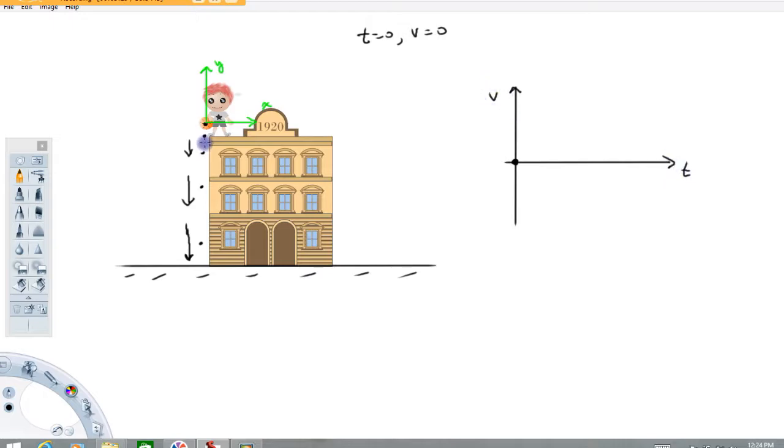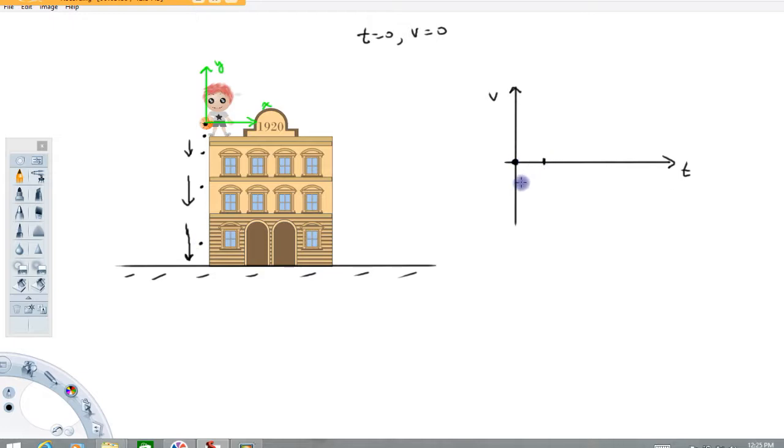Now, as a little time goes by, the velocity of the ball is increasing in a negative sense. Like the velocity here might be something like minus 1 meter per second. And then a little time later, it might be minus 2 meters per second. A little time later, maybe minus 3 meters per second, and so forth. So this graph might look something like this.